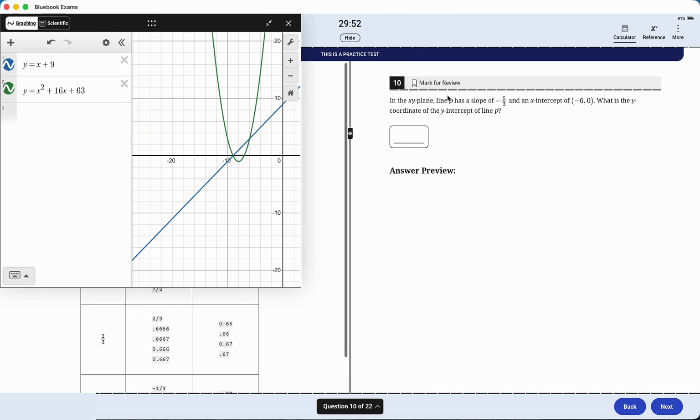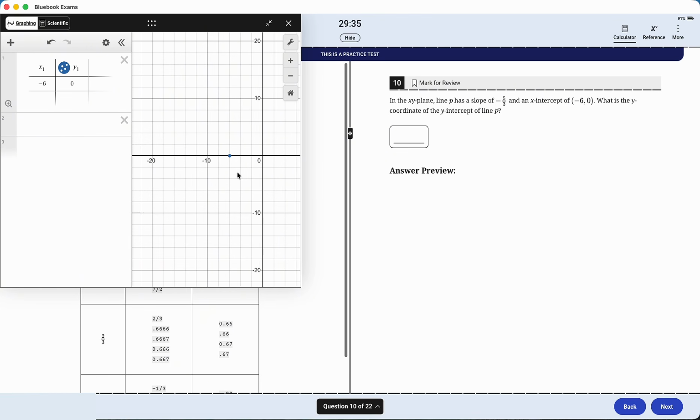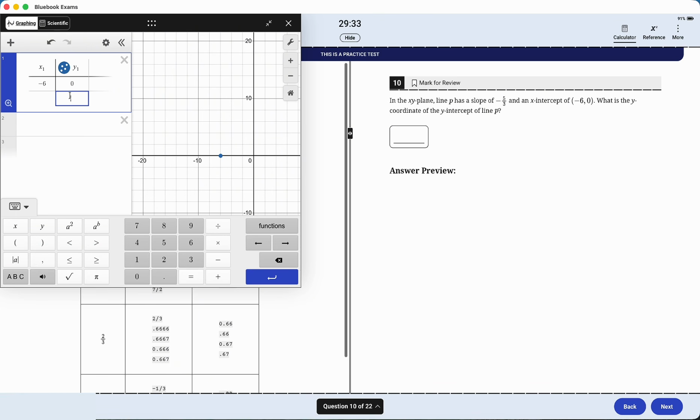Next one here says line P has a slope of -5/3 and an x-intercept at (-6, 0). What's the y-coordinate of the y-intercept? There's a couple ways you could do this. Remember, it's kind of like the same table regression thing. They give you 1 point, (-6, 0), but we need a second point. So how do I get a second point? Well, you could just use the slope. The slope will be down 5, -5, so that's the y, and then to the right 3. So if I went to the right 3 from -6, it'd be -3.